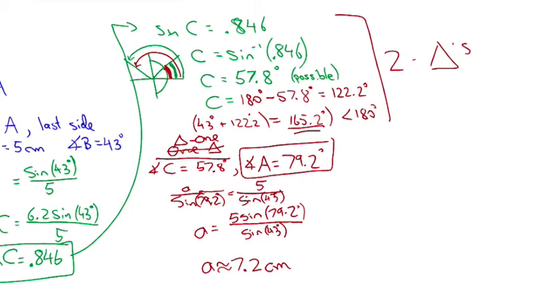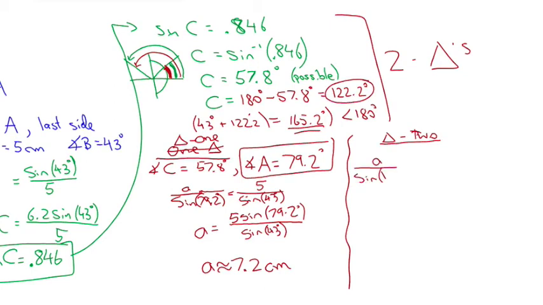Okay? The other possibility, triangle number two, I wrote it in words over there. So triangle two, the other possibility is this 122.2 degrees. So we set up the exact same thing. The measure of angle A is 14.8 degrees. That makes more sense. So 14.8 degrees goes down here, 5 over sine of 43 degrees goes here.